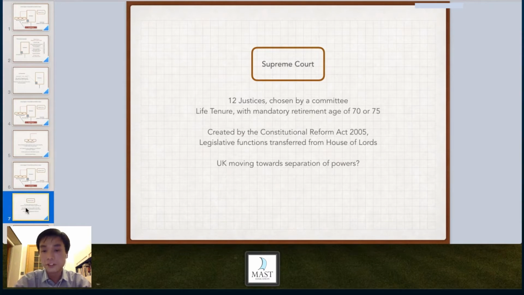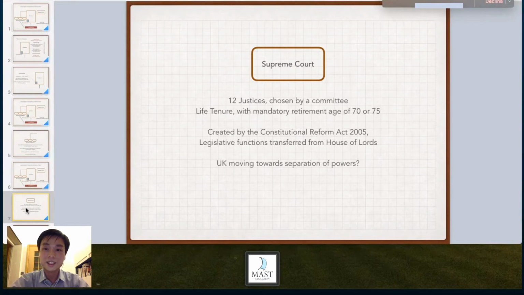Before 2005, the House of Lords actually played the judicial role. So if you appealed all the way to the top in the court system in the UK, you would sit before a panel of lords and they would decide your case. This was considered to be quite undemocratic and very anachronistic, actually. And so the government fixed this by saying we'll create a separate Supreme Court that is, oh, sorry.